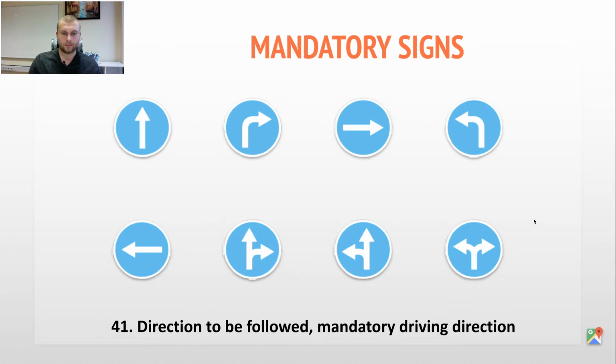So what does it mean exactly? As you see, here is a description: direction to be followed, mandatory driving direction. So it's mandatory driving direction. If it's on the intersection, means you can go on this intersection only straight. But on the next intersection, if there is no this kind of sign, then you can turn right or left, doesn't matter. So here you can see this kind of sign means on the crossroad you can go only right.